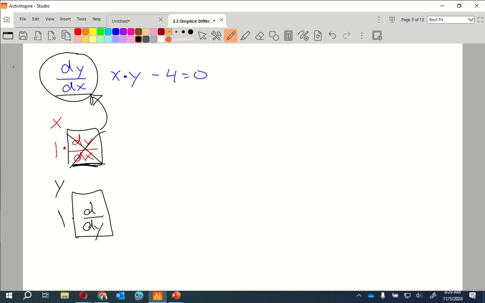Okay, so let's do the product rule. You ready? So product rule here says f prime. What is this one right here? What's the derivative of x? 1. Do I need to put dy/dx? No. Good. 1 times, so it's f prime g. In this case, what is my g? y.